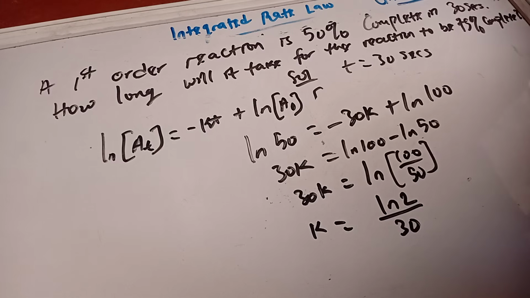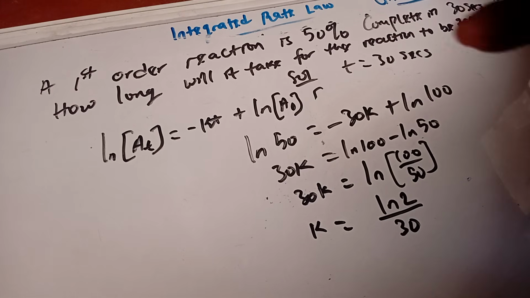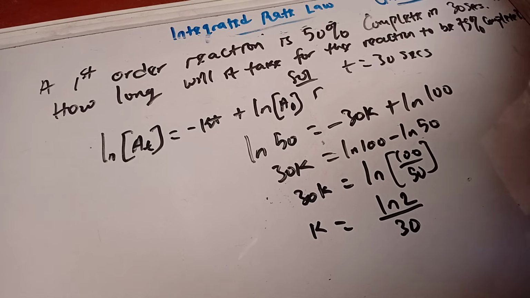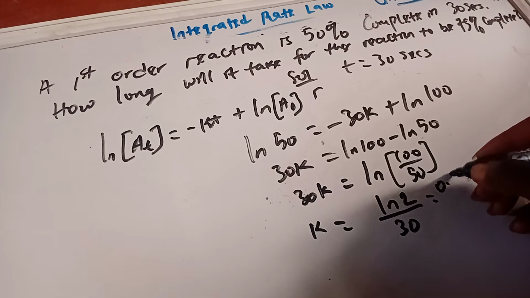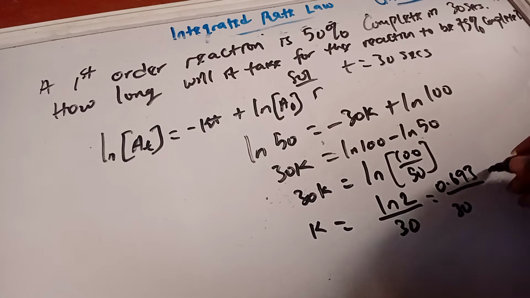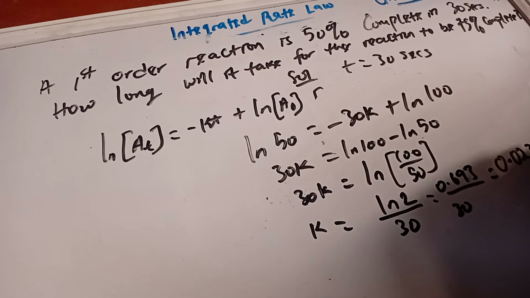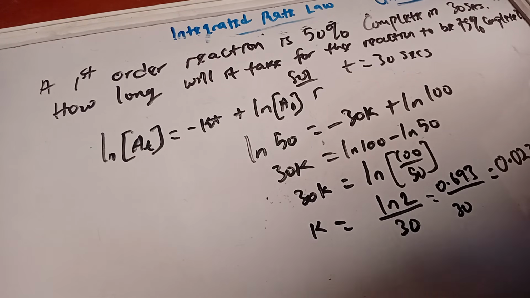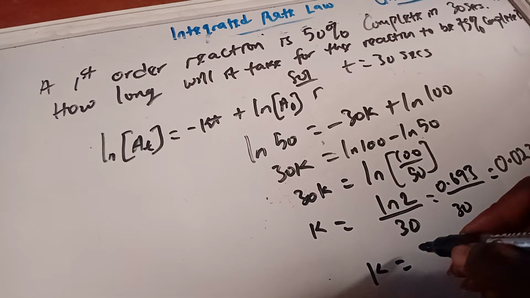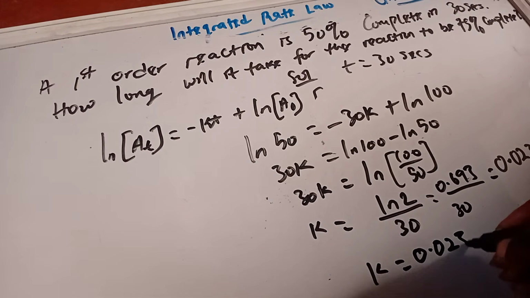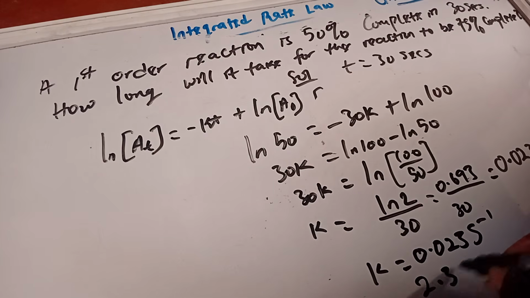So ln 2 should be 0.693, divided by 30, that is 0.023. So our k equals 0.693 divided by 30 equals 0.023. This is first order, so that will be per second, not M per second. Let me write it here. k equals 0.023 per second, which is the same as 2.3 times 10 raised to the power minus 2 per second. Please take note of that. Per second for first order.